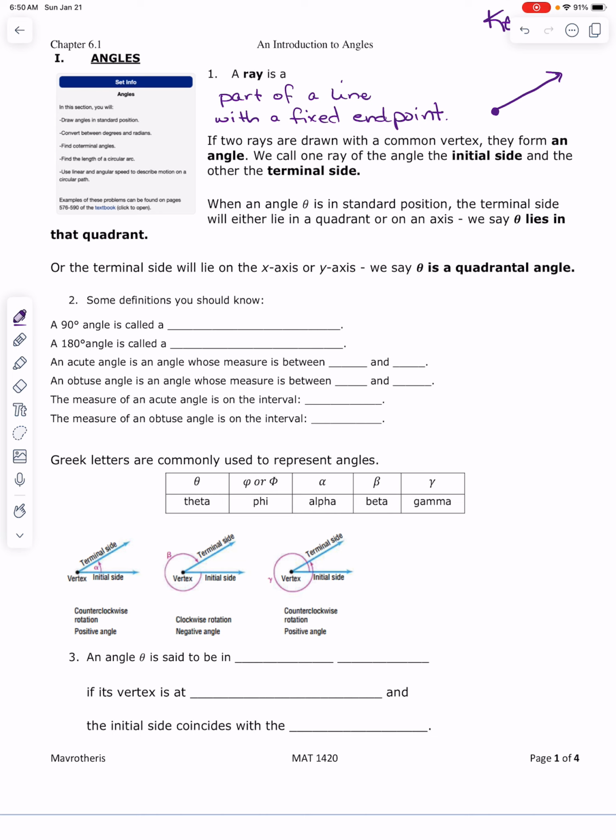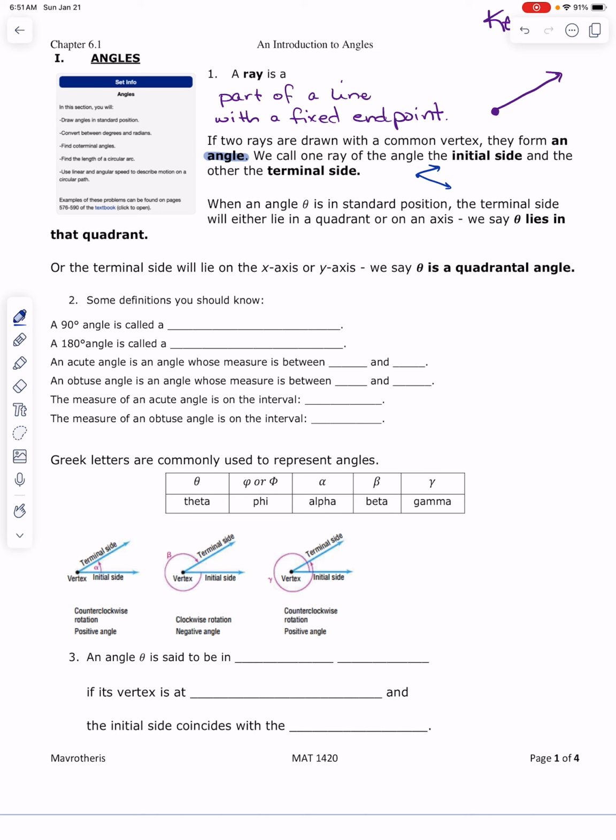When we draw two rays that have that common endpoint, a common vertex, we call it an angle. So this next piece, what we are talking about here, color codes, we got the same thing going on. When we talk about an angle, here's my fixed endpoint, and then I've got two rays that go off in different directions.